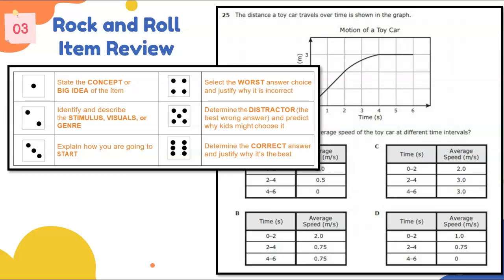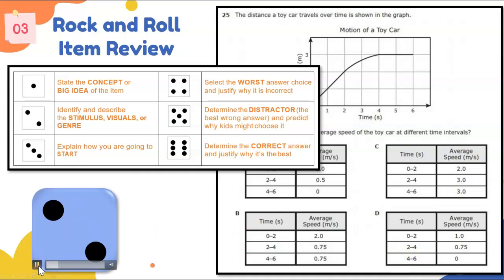In this case, we're doing the rock and roll item review. So students would each have an opportunity to roll the dice. Once they roll the dice, they would have to answer the corresponding question. So in this case, I rolled a 3, and then I would have to explain how I would go about starting to answer the question.